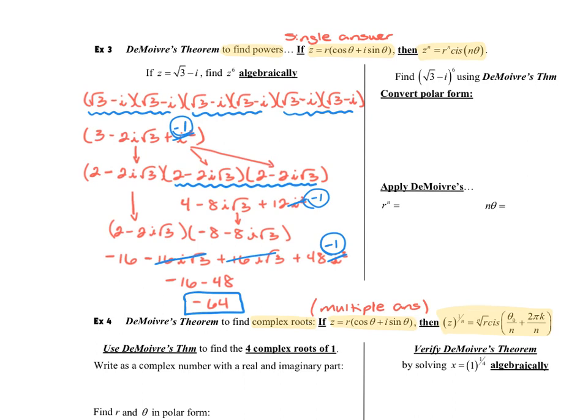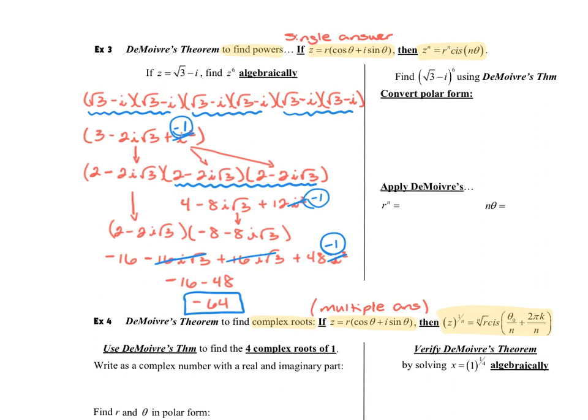On top of that, a 6th power isn't really even that many. If I had made it a 10 or a 14, this would become so cumbersome we would definitely not want to do it. DeMoivre's theorem is going to allow us to do this computation very, very quickly. So let's go through how DeMoivre's theorem would work on this problem.